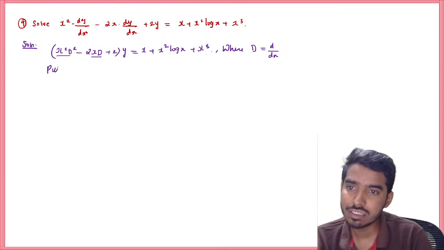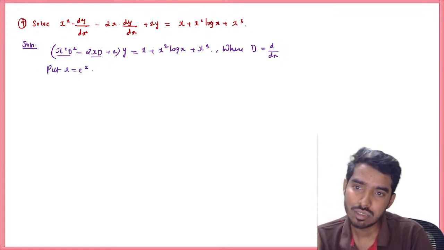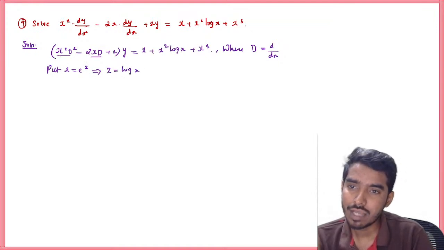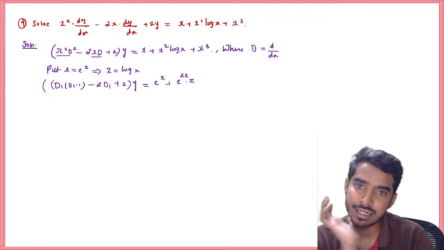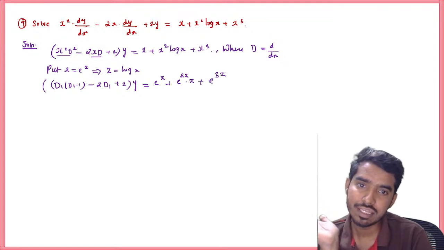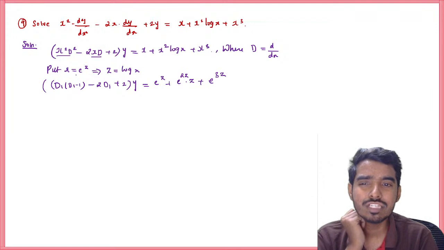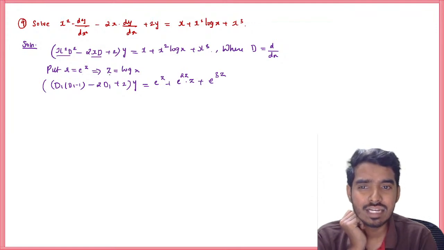Put x equal to e^z. This implies z will be log x. Take log on both sides. And you have to replace this by D1(D1 minus 1) minus 2 D1 plus 2, times y, is equal to x, which is e^z. Then x^2 log x becomes e^(2z) times z, since z is log x. And x^3 will be e^(3z), because we just put x equal to e^z and z equals log x.